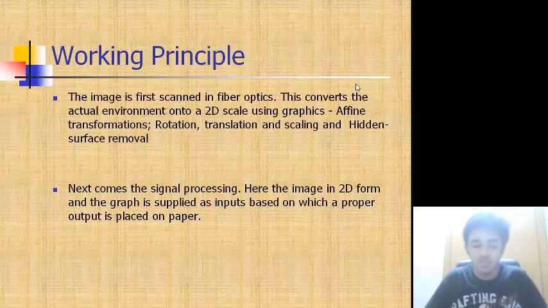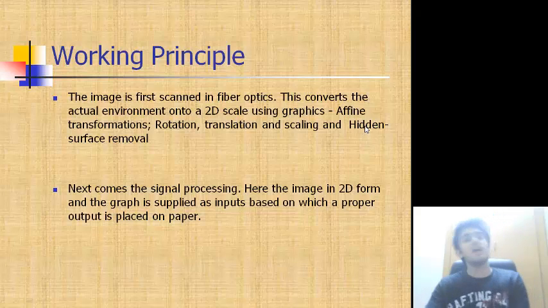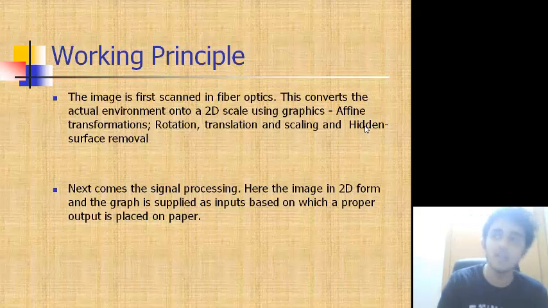Rotation: suppose you have a tilted image, we need to get a straight image. For that we use rotation. Translation is going from a one-dimensional image to a two-dimensional image, from a two-dimensional image to a three-dimensional image. Scaling: suppose we want to view a smaller object on a larger scale. That is when we use scaling, by mapping smaller coordinates to bigger coordinates. Hidden surface removal: suppose we have an object hidden behind another object and we need to view the hidden object, we use hidden surface removal.